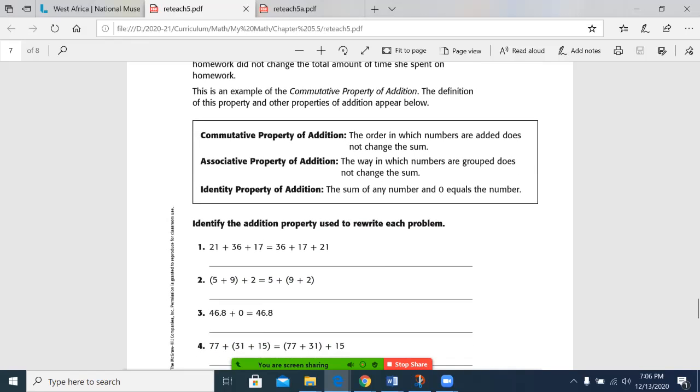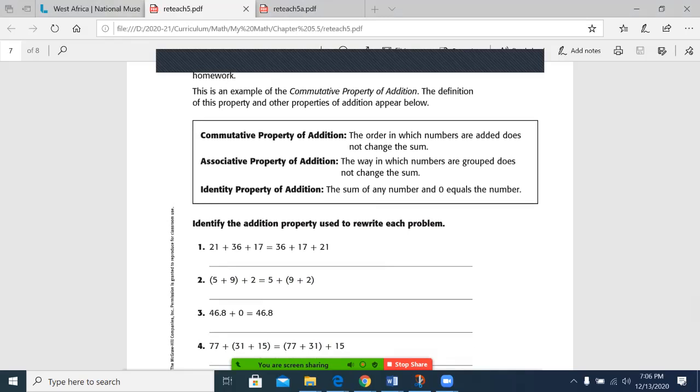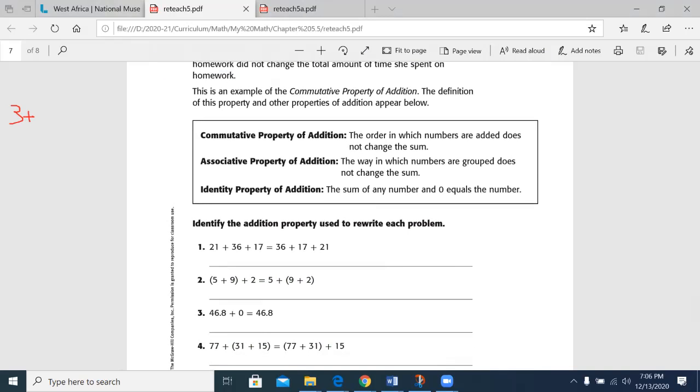So let's look at commutative property, and I want my tool here. That means that 3 plus 2 is equal to 2 plus 3. So I'm going to put a C here for commutative. Both equal 5, and it doesn't change the order. Changing the order doesn't change the sum.